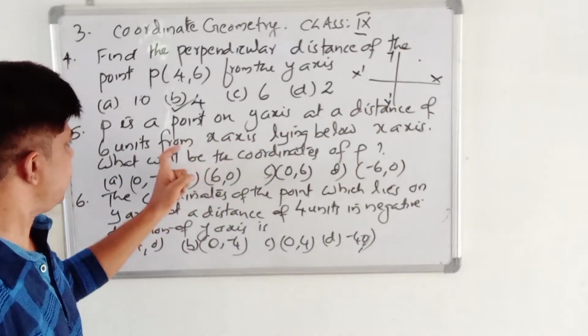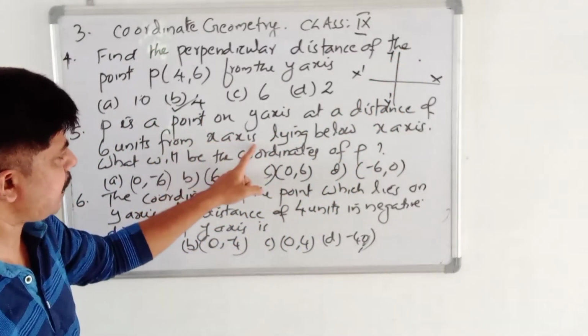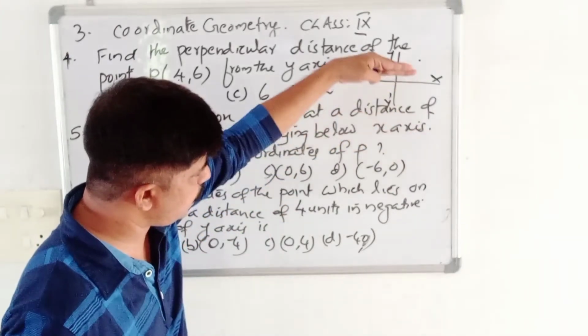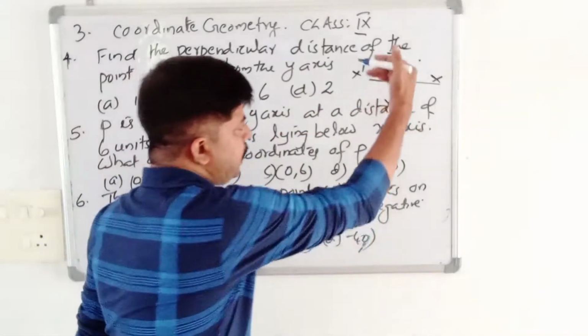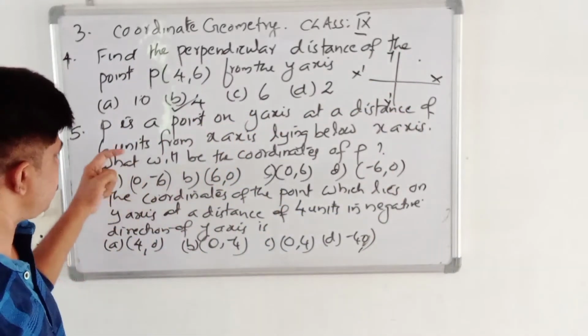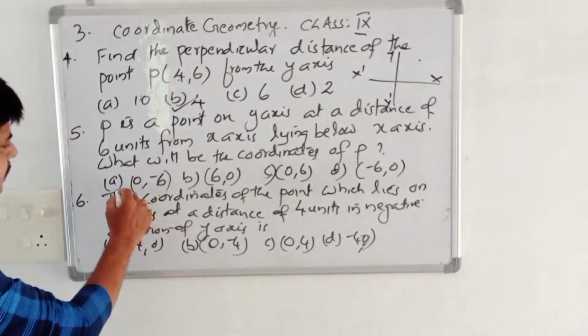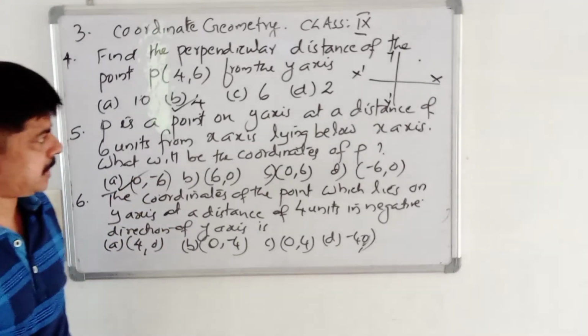We have to find that point at 6 units from the x-axis, lying below the x-axis. Below the x-axis means the y value will be negative. Therefore, 6 units below means definitely the answer will be (0, -6). (0, -6) is the right answer.